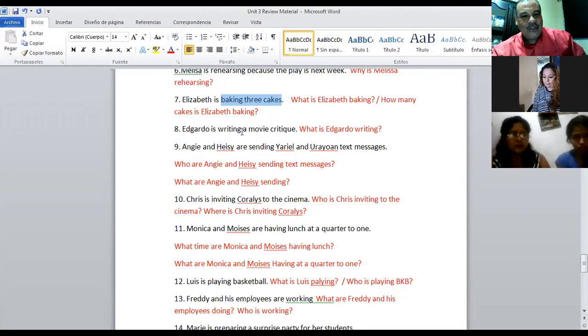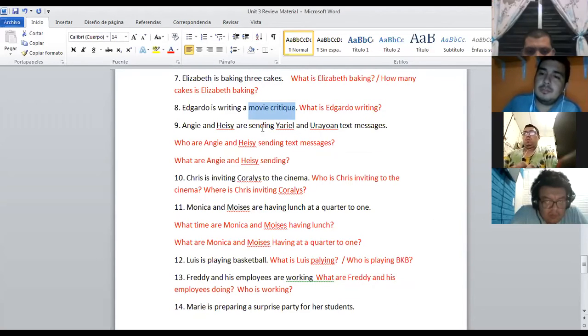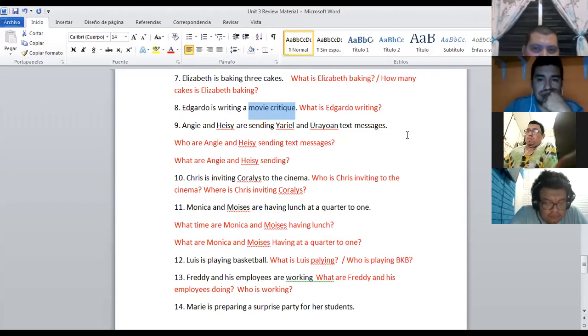Number 8. Edgardo is writing a movie critic. What is Edgardo writing? Edgardo is writing a movie critic. Very good. Next, Vladimir. Angie and Hazy are sending Yariel and Urayuan text messages. Who are Angie and Hazy sending text messages? That is one possible question, right? And the other one is?